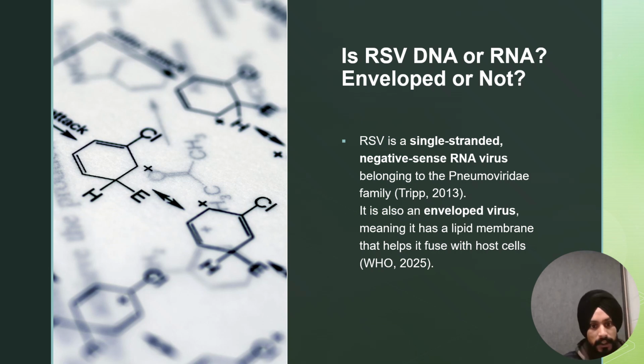Slide 3. RNA and DNA envelope. RSV is a negative sense single stranded RNA virus. Knowing its genome type helps to understand how fast it mutates and how hard it is for the immune system to recognize. It is also an enveloped virus, which means it has a lipid membrane around the outside. That envelope helps the virus fuse directly into the cells of our respiratory tract. It also means RSV is more sensitive to environmental conditions because the envelope can be easily damaged, which is why RSV spreads mainly through close contact.